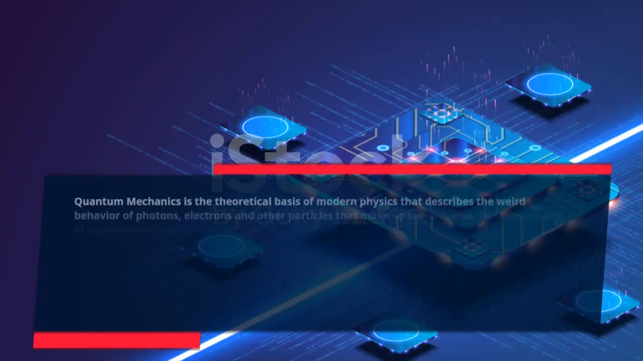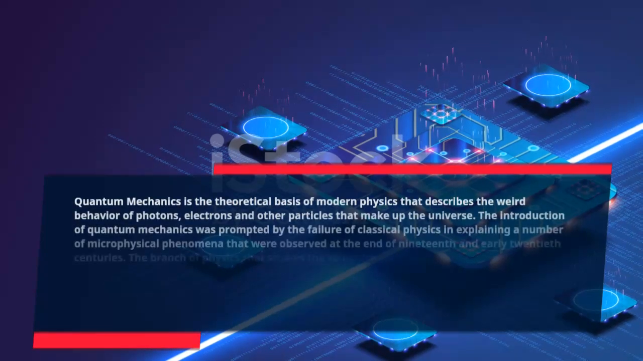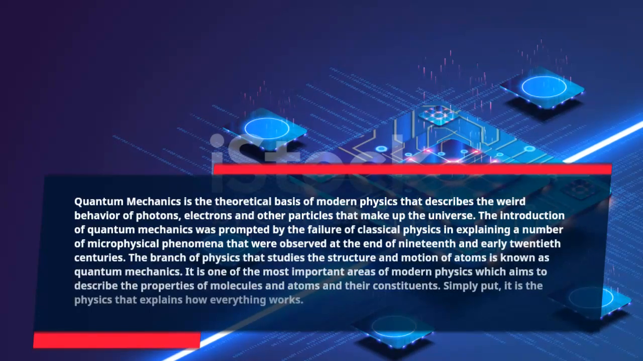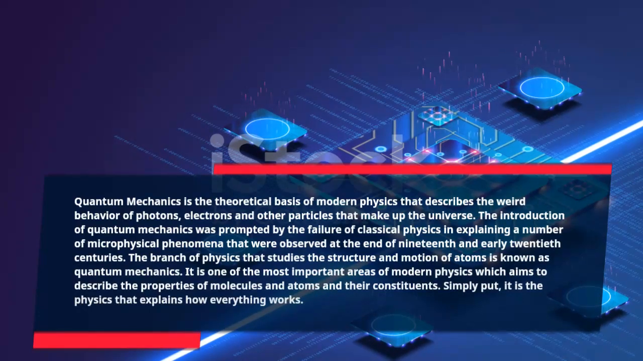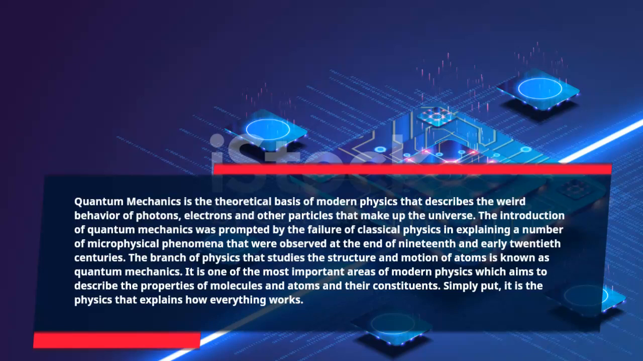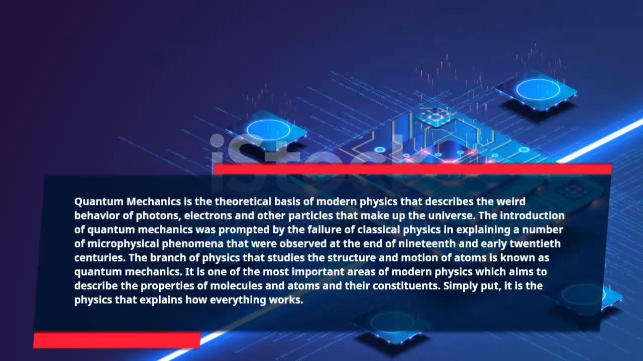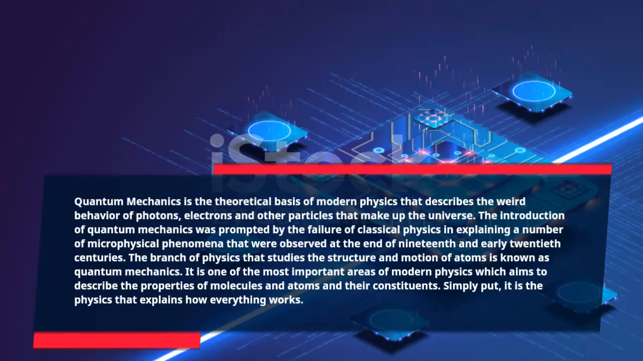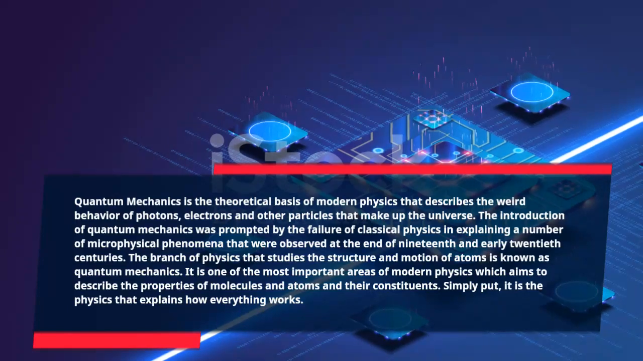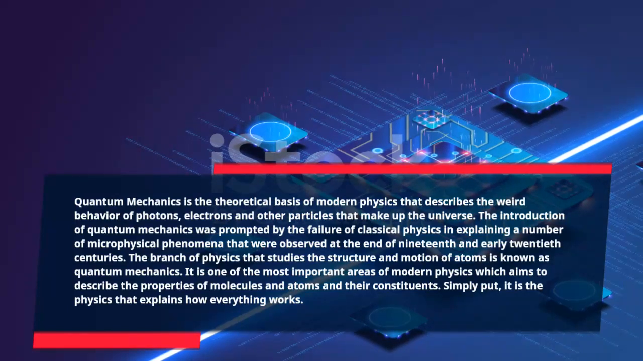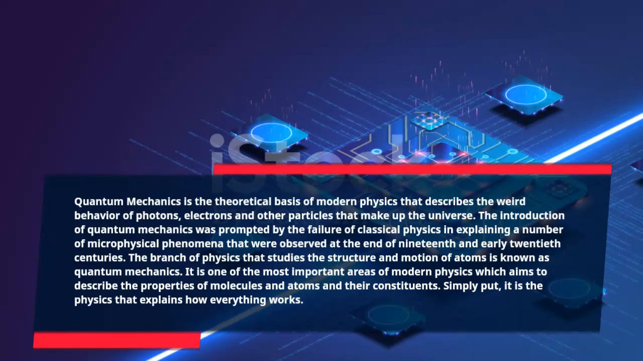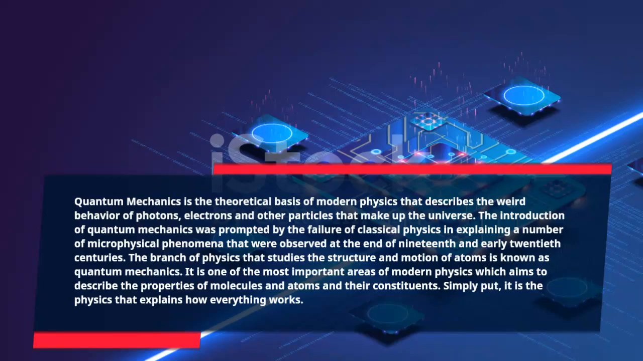The introduction of quantum mechanics was prompted by the failure of classical physics in explaining a number of microphysical phenomena that were observed at the end of the 19th and early 20th centuries. The branch of physics that studies the structure and motion of atoms is known as quantum mechanics. It is one of the most important areas of modern physics, which aims to describe the properties of molecules and atoms and their constituents. Simply put, it is the physics that explains how everything works.